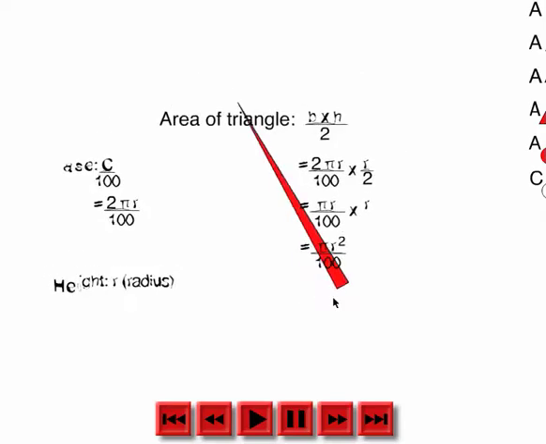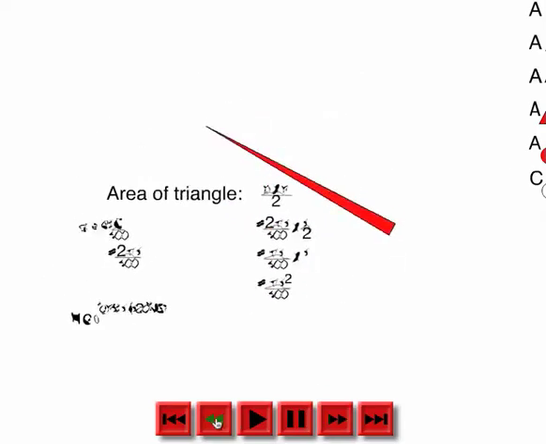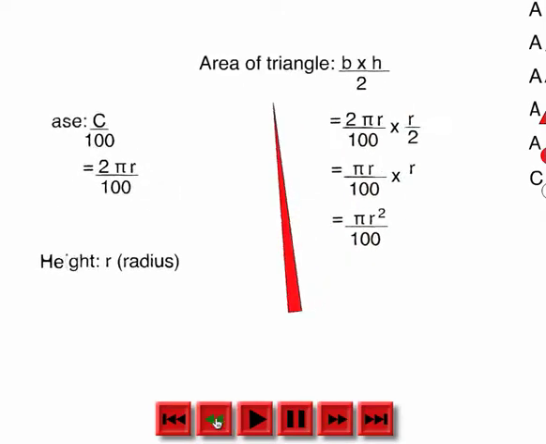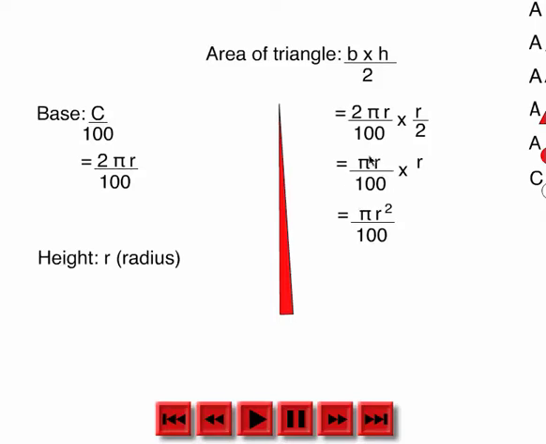Let's backtrack that. We end up with, the 2's canceled, the r's multiply, that gives us r squared, so we have pi r squared divided by 100. But remember, this is only 1/100th of the whole circle. So if you had 100 of these, 100 times 1/100th, we end up with pi r squared. Watch.